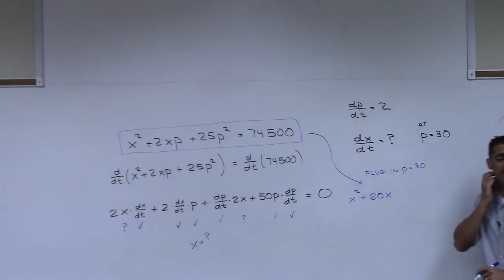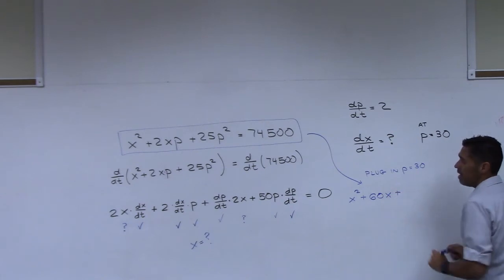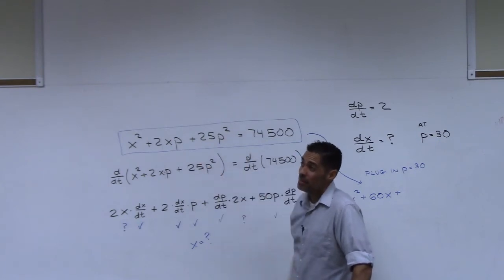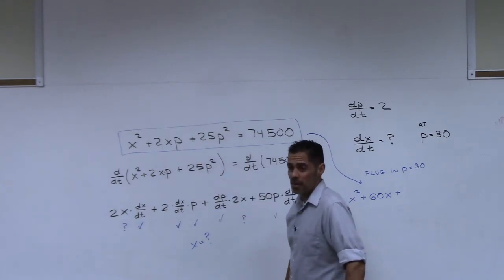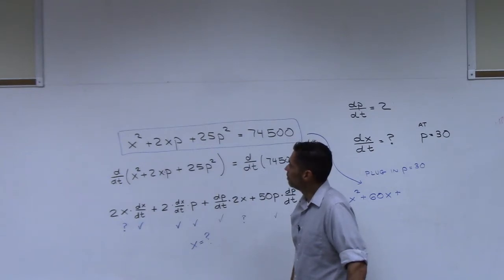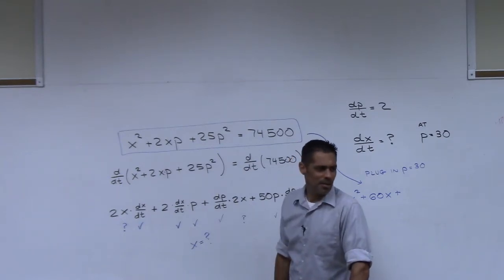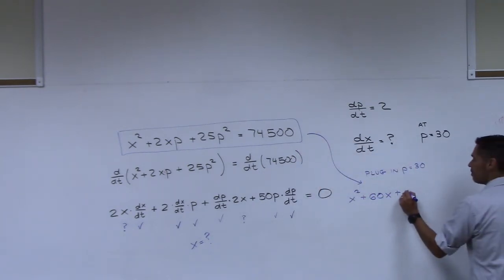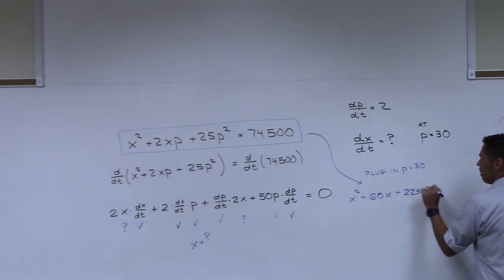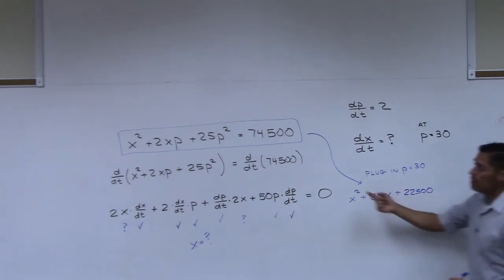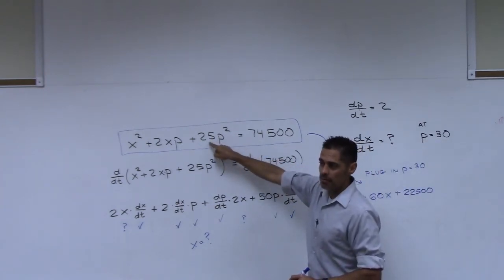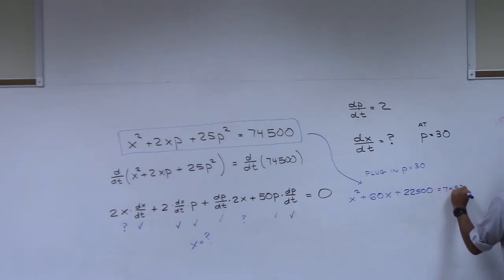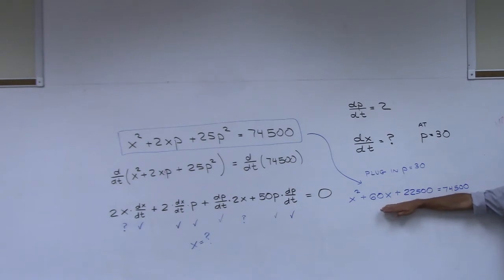Y'all okay with that? And then I have plus, now I'm going to need a calculator for this. I'm going to have to do 30 squared times 25. I don't know, it's like 450,000, no, am I way off? What is it? Oh, I'm a little off. 22,500. And you already hit it with the 25. So 22,500. Everyone understand what happened there? 30 squared times 25 is this, and then equals 74,500.